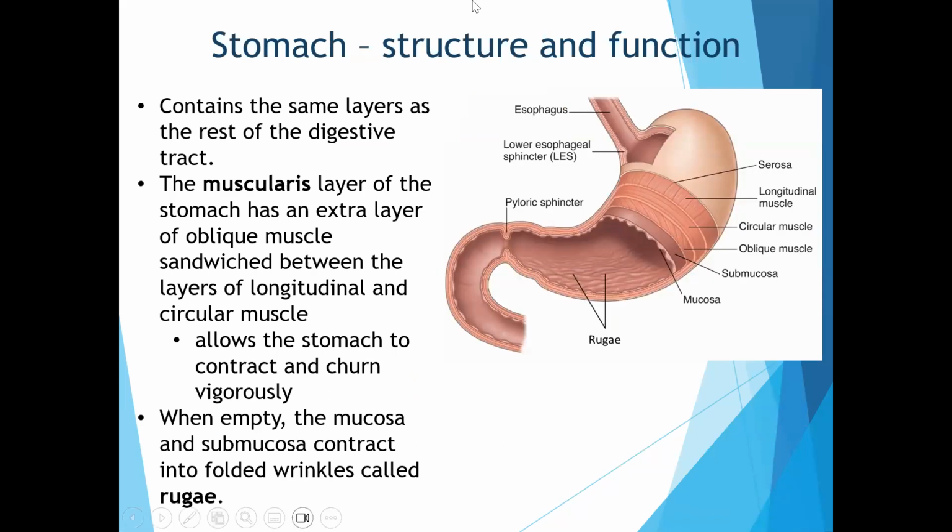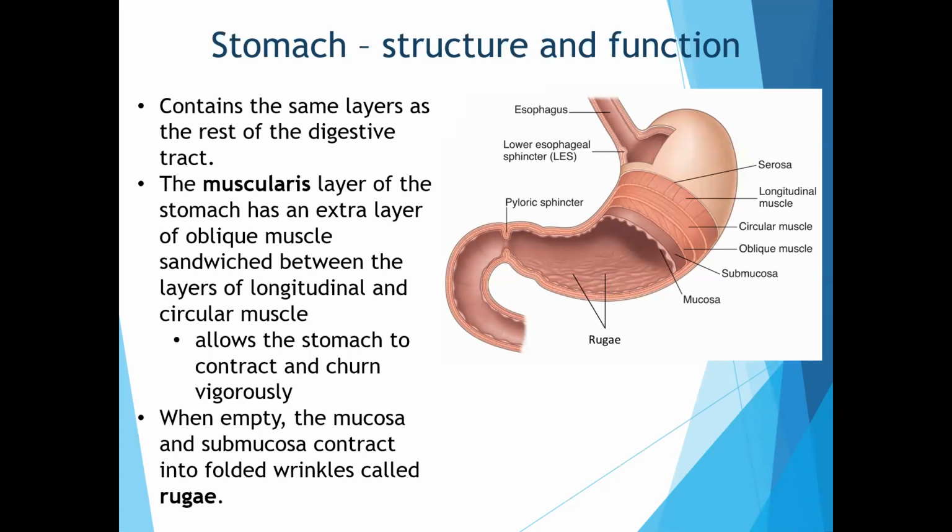So from our esophagus, we get to this lower esophageal sphincter that we just talked about, and that is kind of the gateway to the stomach. So the layers of the tract that we talked about earlier apply to the stomach as well. The muscularis layer of the stomach has an extra layer known as the oblique muscle. So our stomach does a lot of work, so it has extra muscle.